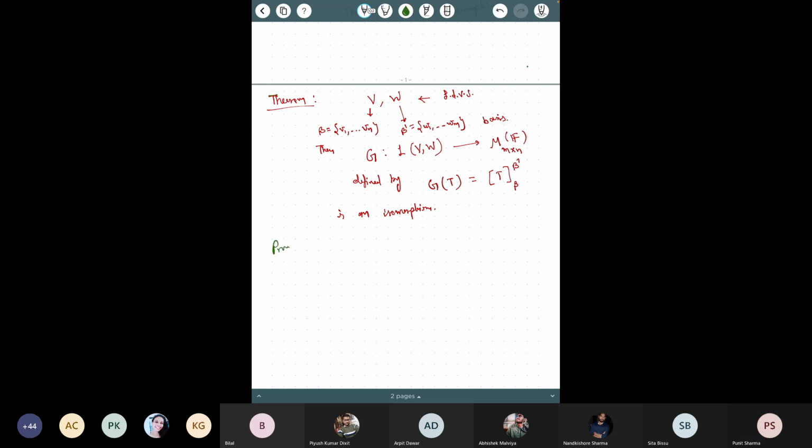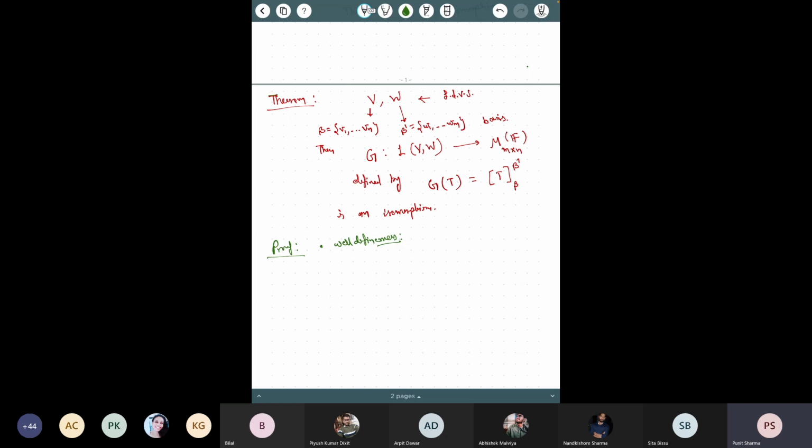Now, first we have to check that it is well-defined, whether this map is a function or not. Once we are convinced that this is well-defined, then we check whether it is linear. If it is linear, then we check whether it is an isomorphism, that is, 1-1 and onto. So the first check is well-definedness, whether this map is well defined or not.